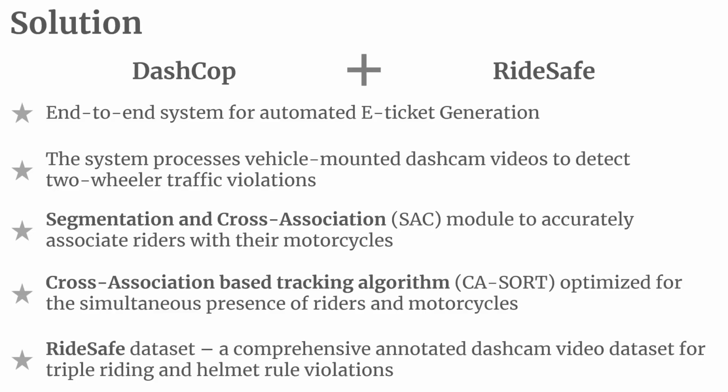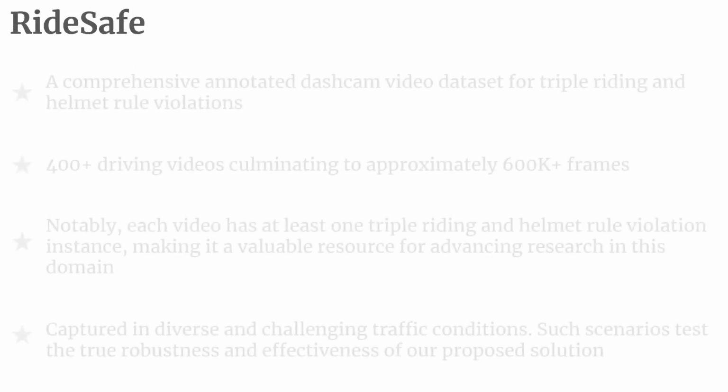Detecting two-wheeler traffic violations from dashcam footage is challenging due to relative motion between vehicles and the unpredictable dynamics of dense and unstructured traffic, to name a few. To address these challenges, we introduce a novel segmentation technique that accurately associates riders with their motorcycles, and an instance tracking method optimized for jointly tracking riders and their associated motorcycle. These innovations ensure robust identification of violating entities, even in complex traffic scenarios.